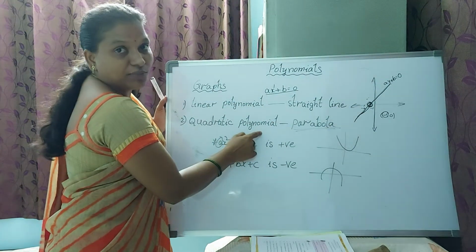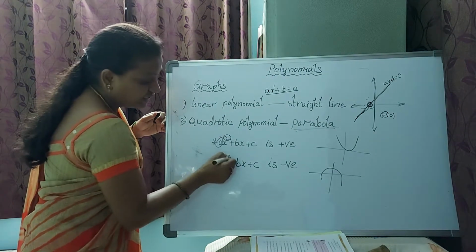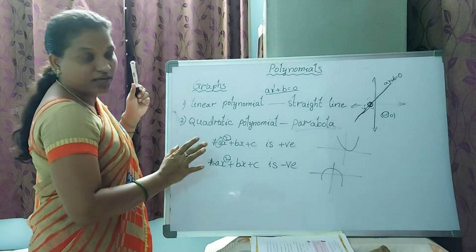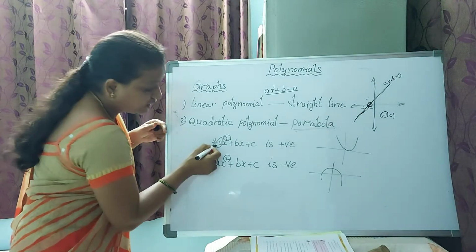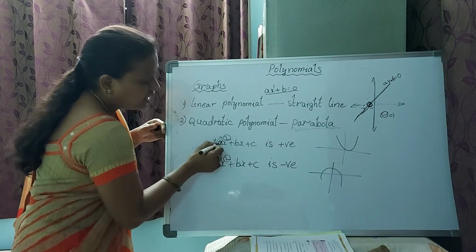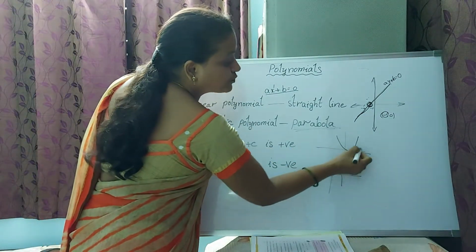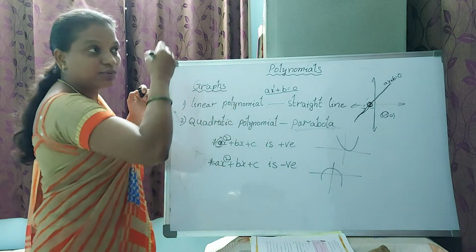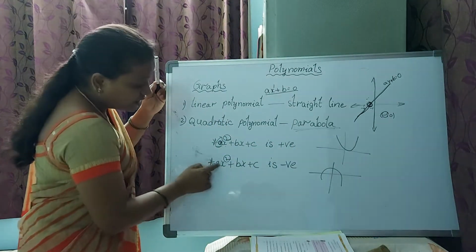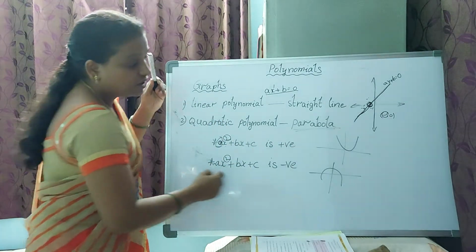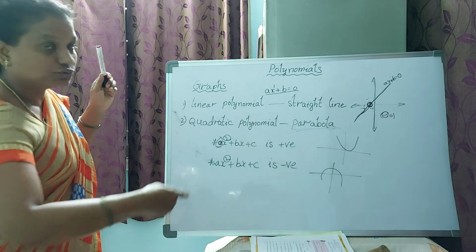If it is a quadratic polynomial, what is a quadratic polynomial? If the degree is 2, we call it a quadratic polynomial. In this quadratic polynomial, the coefficient of x square is a. If the x square coefficient is positive, then the parabola opens upwards. This we call a parabola. If the x square coefficient is negative, then the parabola opens downwards.